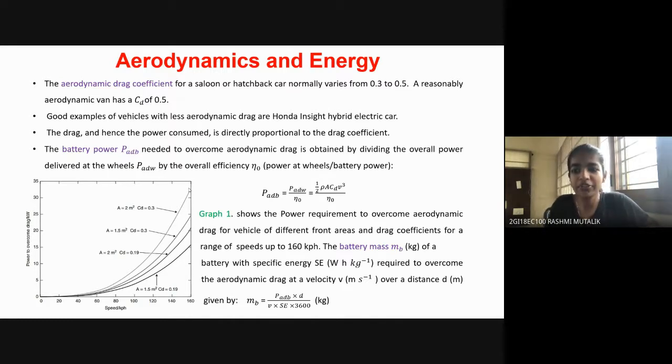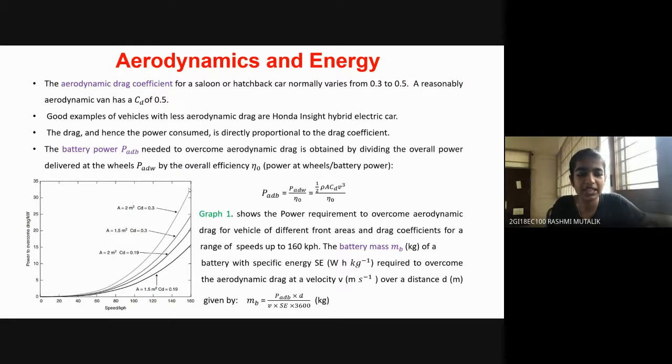coefficient. Now, if I consider the instance A equal to 2 meters square and CD is equal to 0.23, at these values of A and CD, the power that is required is highest. So we can tell that at high speeds and high frontal areas, the drag coefficient is more and hence more power is required to overcome the resistance.